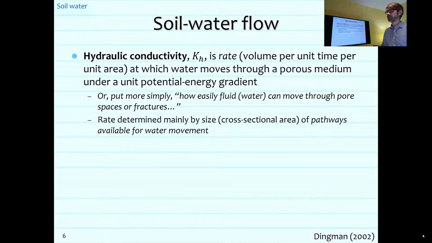Hydraulic conductivity is another important characteristic, and it's the rate or volume per unit time per unit area at which water moves through a porous medium under a unit potential energy gradient. That's a sort of difficult technical definition, so put more simply, the hydraulic conductivity measures how easily fluid, usually water, can move through pore spaces or fractures. And the rate is determined mainly by the size or cross-sectional area of the pathways that are available for water movement.